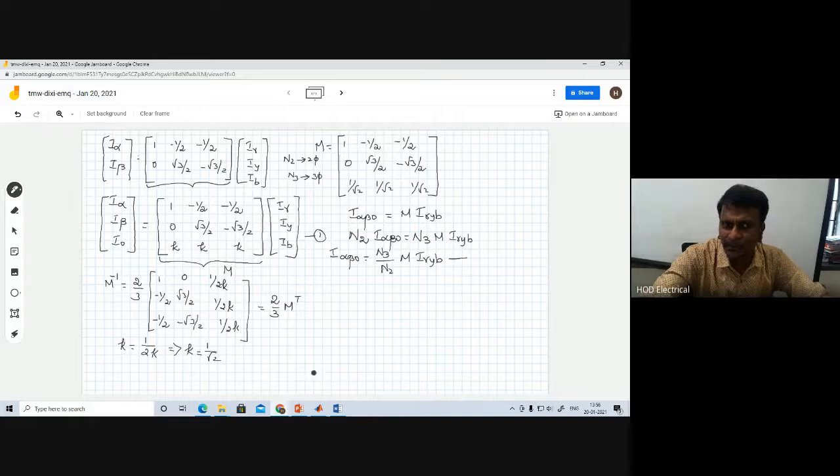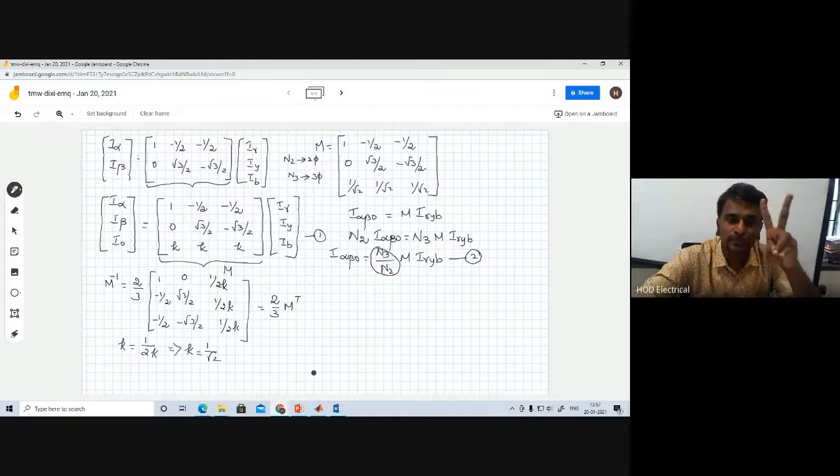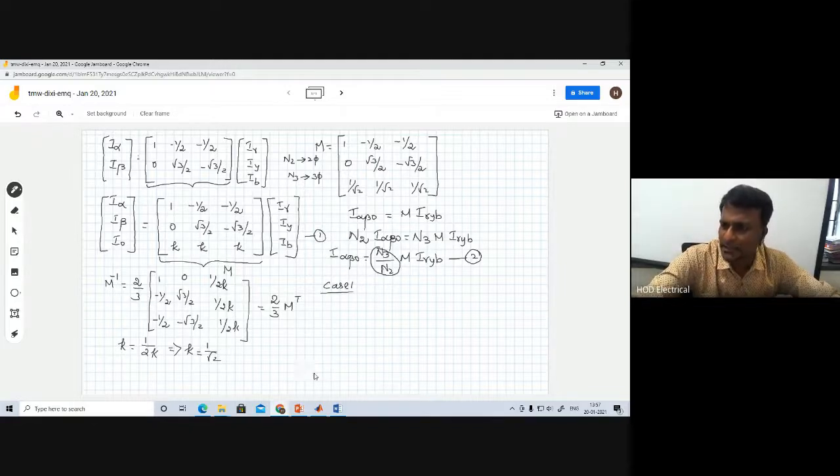I can take this as equation number 2. Now we have to find out what is meant by N3 by N2. For that, we have two types of assumption: case 1 as a power invariant system, and case 2 as a non-power invariant system. Let me explain this in this lecture. Case 1 is nothing but the power invariant system.